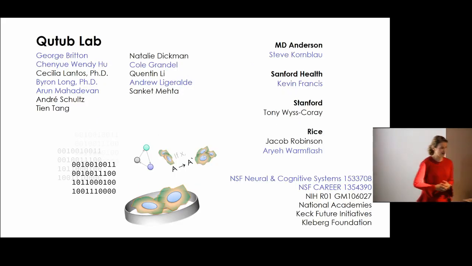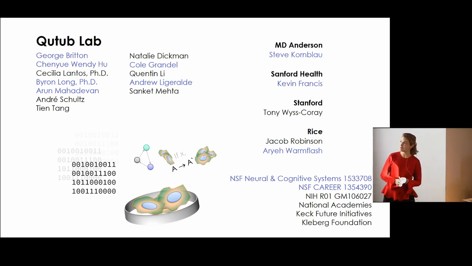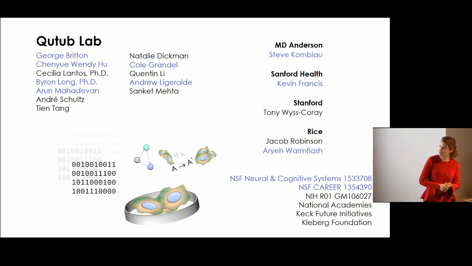And just to summarize all the people who are involved and contributing, I'd like to thank many of the students and fellows who are working on this. George Britton and Arun Mahadevan have been doing all of the neural and stem cell biology work and experimental work and some of the graph theory. Byron Long is a computer scientist, research scientist, who's been doing the image analysis, along with Wendy Hu, who's been doing a lot of the machine learning algorithms. Cole and Andrew have been working with Arun. Our collaborator, Steve Kornblau, is where we got all of the leukemia data. Kevin Francis has given us the cells from the Smith-Lemli-Opitz syndrome patients, and Aria Warmflesh has been helping us with the patterning. And then NSF has funded this work.